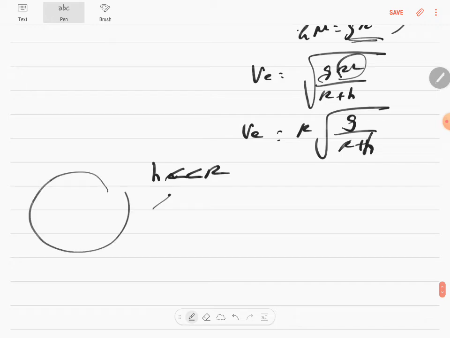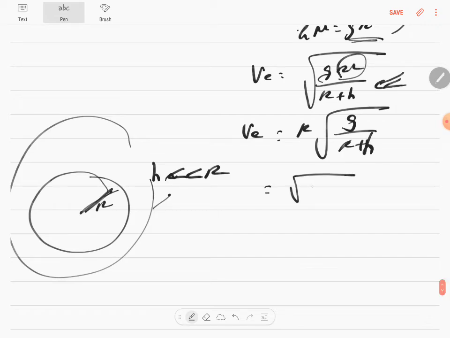Because the satellite is not launched so high, and the radius of the earth is anyway much larger, h is negligible when compared to r, so h can be ignored. In this, let's ignore h. So you get a root of g r square by r. So r and r cancel, and root of g r will be escape velocity.